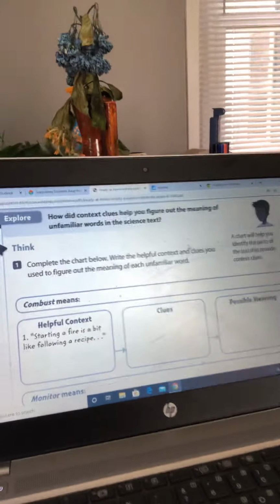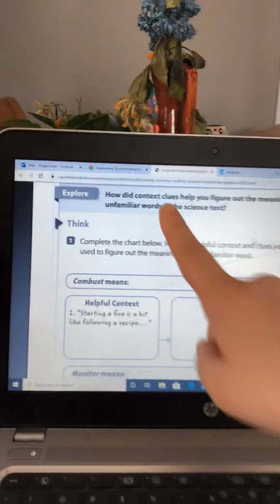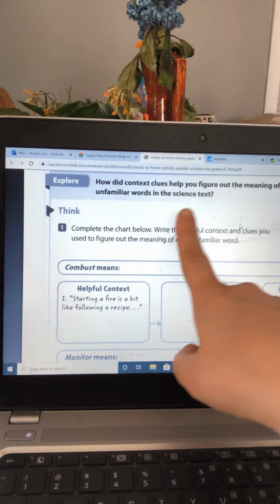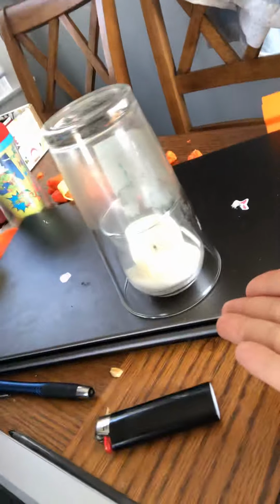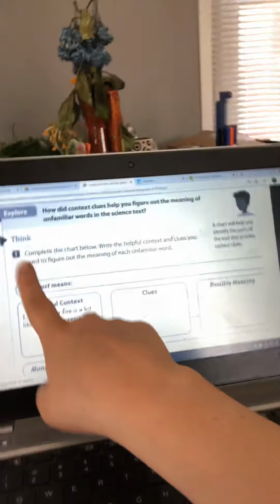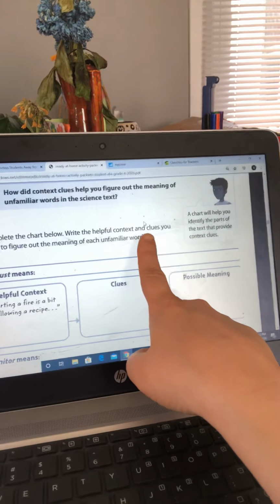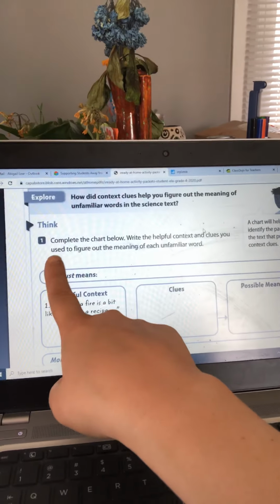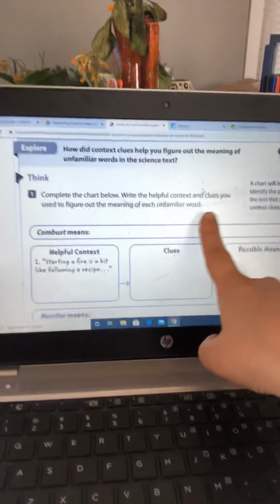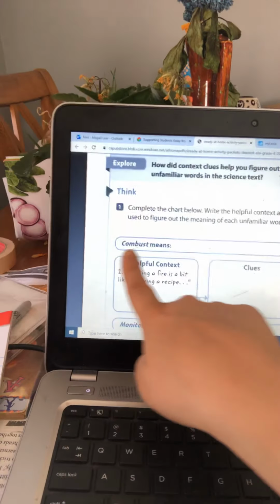How did context clues help you figure out the meaning of unfamiliar words in a science text? This is a science text. We just did a science experiment. What happens when you take oxygen away from fire? It burns out. All right, complete the chart below. Write the helpful context clues. Figure out the meaning of the unfamiliar word. The word we're doing is combust.